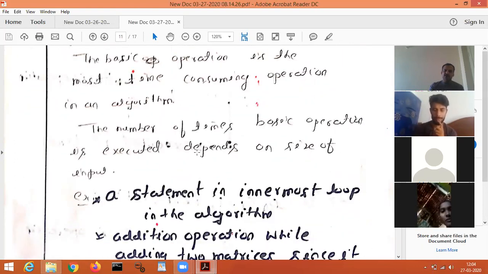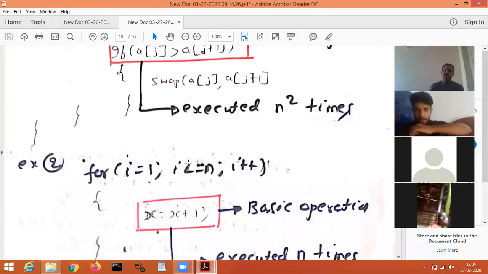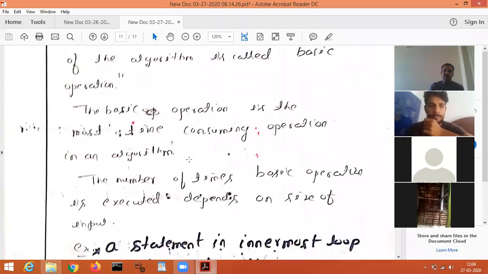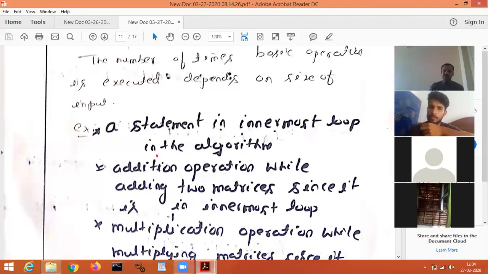Given an algorithm, how do we identify the basic operation? We can easily identify it. Normally, it is a statement in the innermost loop of the algorithm. If you take bubble sort, the innermost statement is "if a of j greater than a of j plus 1". If you take the addition of 2 matrices, c of i comma j is equal to a of i comma j plus b of i comma j. That is the basic operation.